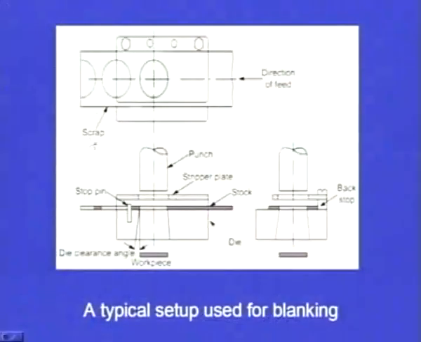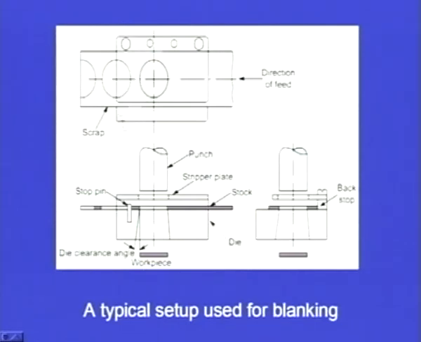Now, this is a typical setup for blanking operation. We can see that this is the direction of feed. This is the scrap. This is the sheet that is being fed as the raw material. So, this is the scrap, only this portion that is getting removed. This is the portion that is getting removed.